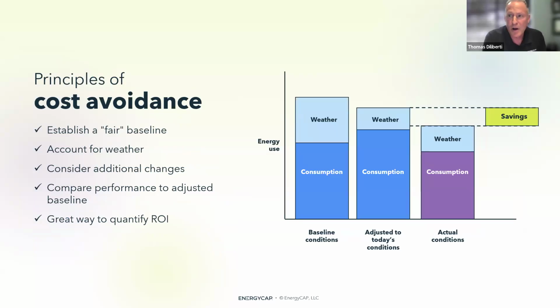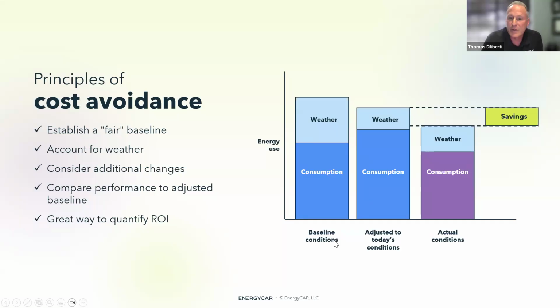Jumping into another topic, cost avoidance. A lot of people talk about savings or they talk about cost avoidance. I wanted to give a clear understanding of what cost avoidance is and also reiterate some of these ideas of weather normalization and give you, hopefully, a helpful chart over here on the right-hand side. So cost avoidance is a comparison of how a building's performing before and after an event. So this is the concept. The first thing you have to do is establish a fair baseline.